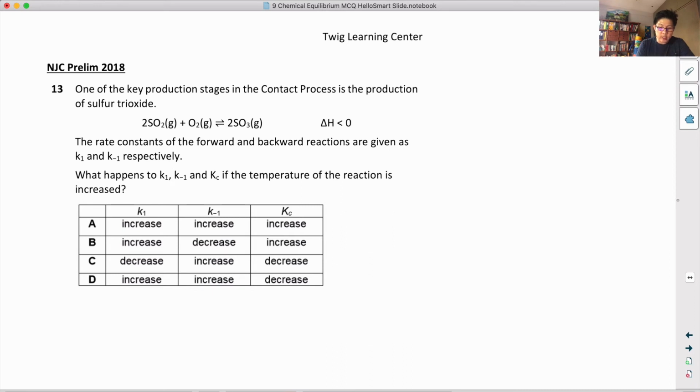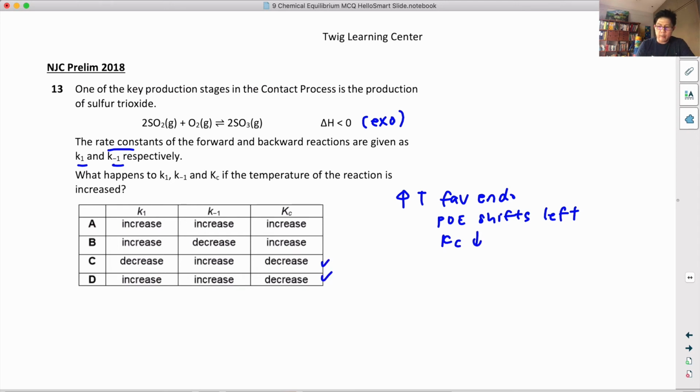Let's look at question 13. Look at this equation, where they give you the forward and backward rate constants, k1 and k minus 1. What happens if the temperature is increased? If you increase temperature, it will favor the endothermic direction. This reaction is exo, so favoring endo means the position of equilibrium will shift left. In this case, the Kc will decrease. But when you increase temperature, the forward rate constant will increase, and the backward rate constant will also increase.